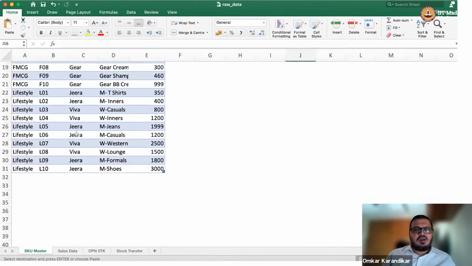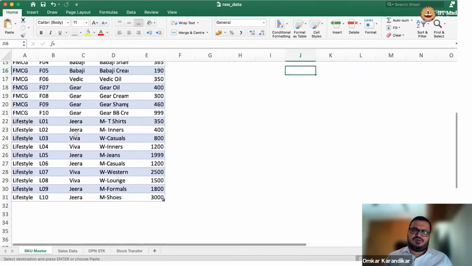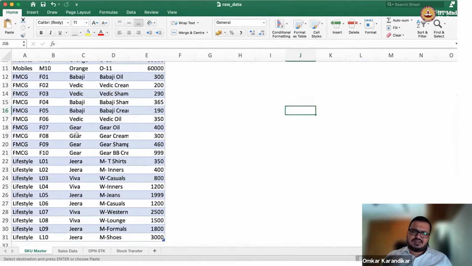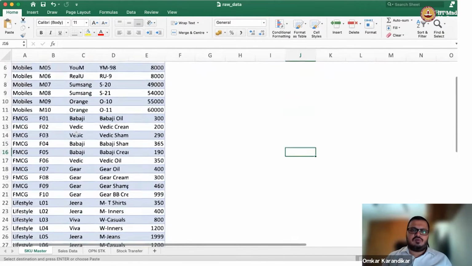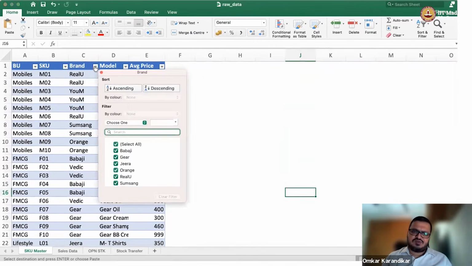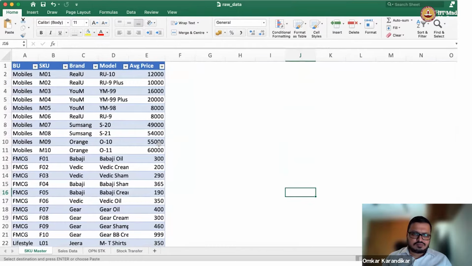Each one, as we said, belongs to a different brand, and hence it has a different aspirational or economic profile. Basis that, we are also giving you the average selling price for a particular SKU. If I just have to give an example, I will talk about this mobile M10 Orange, right? It belongs to the Orange brand. O11 is the model, and a single unit sells for 60,000 rupees. Whereas the older model, O10, sells for 55,000 rupees for one piece, right? Similarly, there will be different SKUs with different price points.